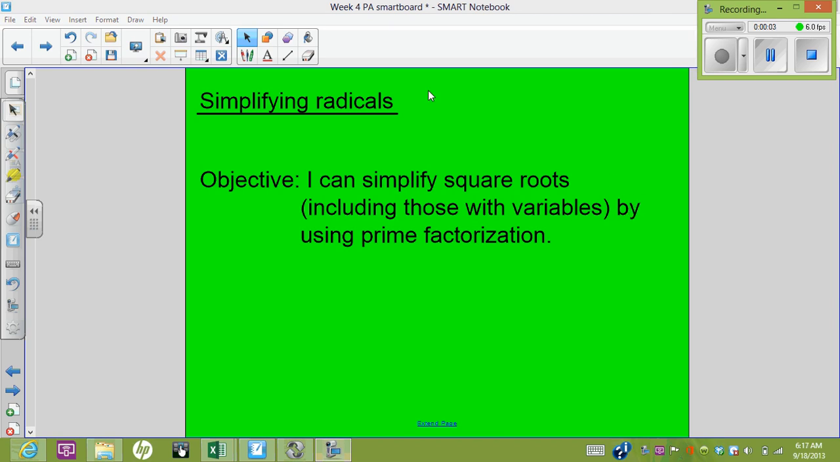Hello, ladies and gentlemen. Today's topic is simplifying radicals, and I'm going to try and talk a little louder because I had some concerns that I wasn't talking loudly enough. So hopefully this does it for you.